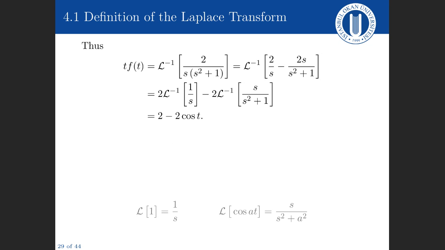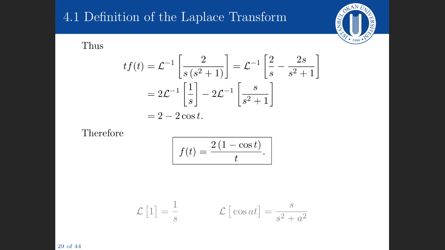And then we're almost finished. After we divide by t, we know f of t. Therefore, the answer to this example is f of t is equal to 2 multiplied by 1 minus cos t, divided by t.